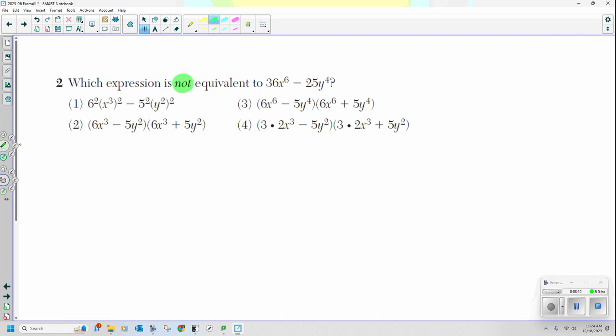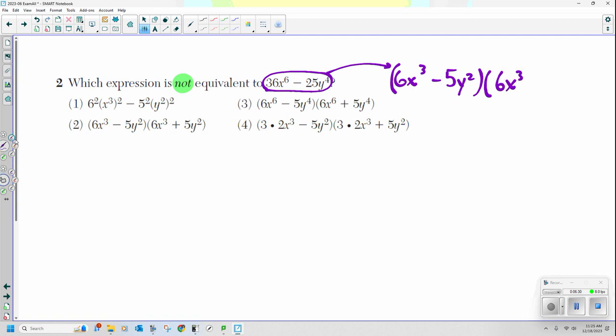Well, first of all, I recognize that this is a difference of perfect squares. This actually factors out to be 6x to the power of 3 minus 5y squared, and then the same thing, 6x cubed plus 5y squared. That is equal. And if I look, that's actually choice 2. So that is equivalent. Remember, we're looking for what's not equivalent.